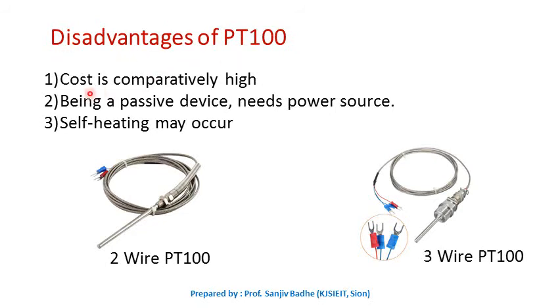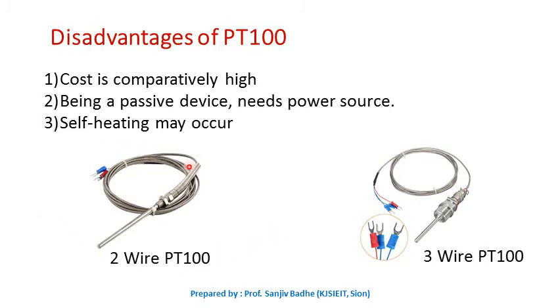Disadvantages: cost may be comparatively high because platinum is costly. So even though a very little amount of platinum is required, still platinum is very costly. Being a passive device, it will need a power source, and there may be some self heating which may alter the temperature reading.